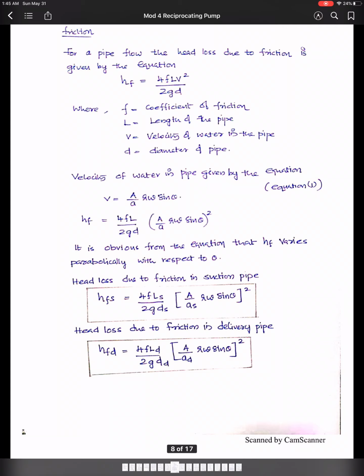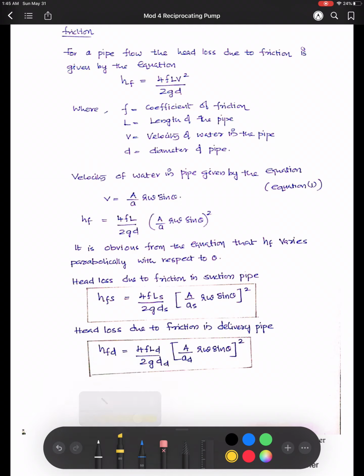We have the equation hf is equal to 4 f l v square by 2 g d, where small f is the coefficient of friction, l is the length of pipe, velocity of water in the pipe is v, and d is the diameter of the pipe. The velocity of the water in the pipe is given by the equation v is equal to A by a r omega sin theta. We have already got that from the previous derivation. So we'll substitute this in the hf equation. You'll get it as 4 f l by 2 g d into A by a r omega sin theta, the whole square.